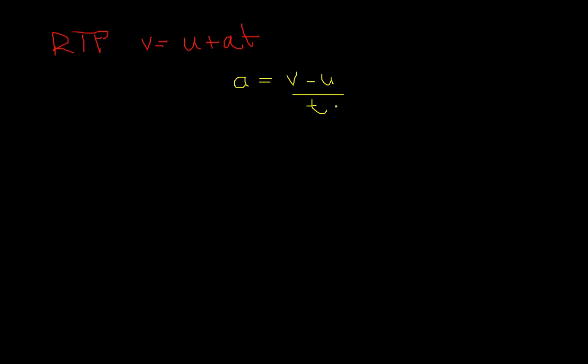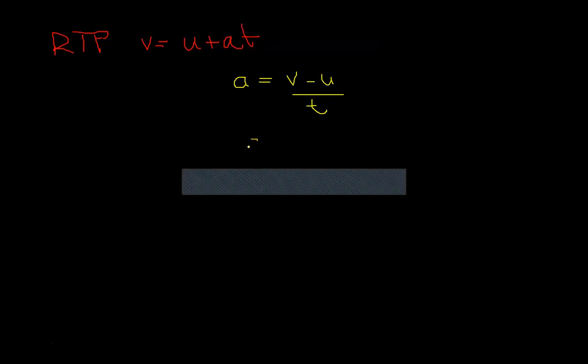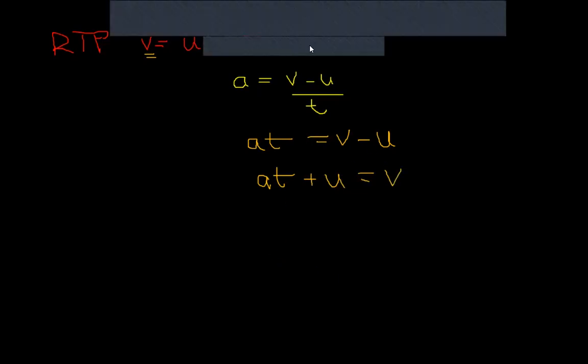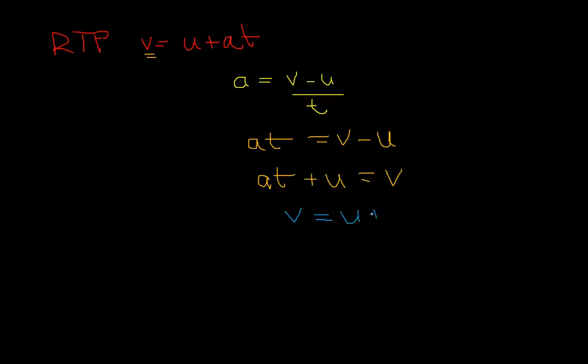I would multiply both sides by T. So I'll actually end up with AT is equal to V minus U. I want to make V the subject. So AT plus U would give me V. But I can rearrange it to look exactly like this. That's no problem. V is equal to U plus AT.